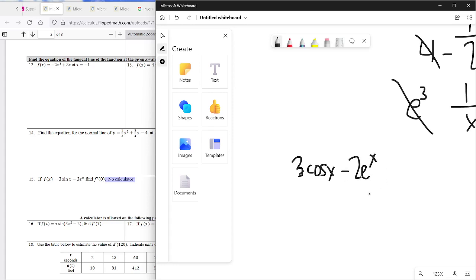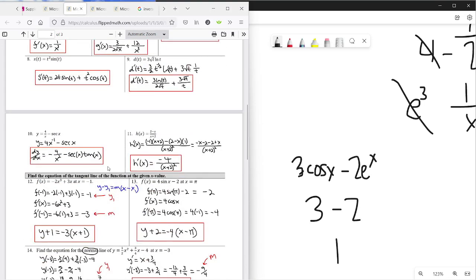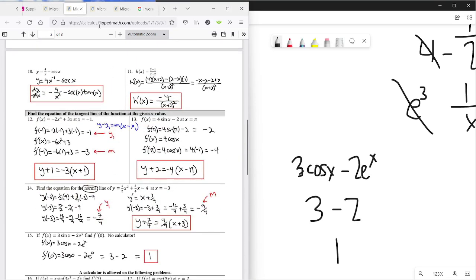Remember, e to the x stays the same. Sine x is going to turn into cos x. We know that cos x at 0 is 1. So we do 3, and anything to the power of 0 is 1. So we know that this is going to be 2 times 1, or 2. So we just get 1 for this. And that should be, yeah.